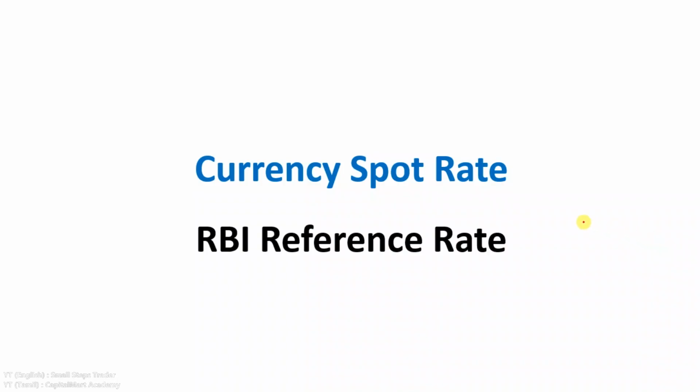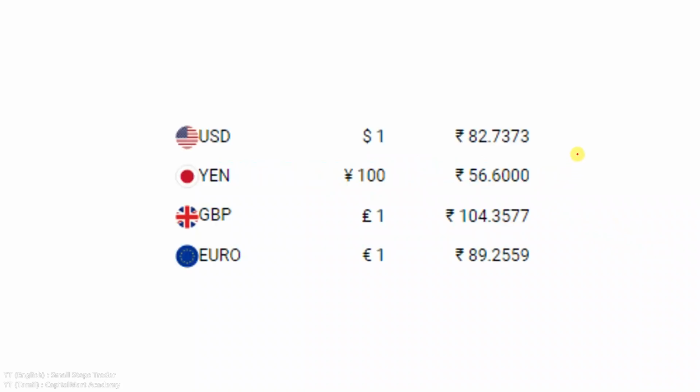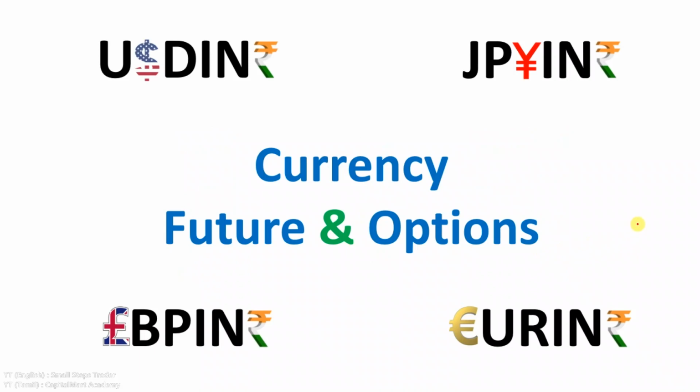Okay, we will see today currency analysis. First we will see currency spot rate, which is RBI reference rate. According to the RBI reference rate, USDINR 82.73, Yen 56.60, GBP 102 rupees 35 paise and Euro 89 rupees 25 paise. Now we will see currency futures and options.